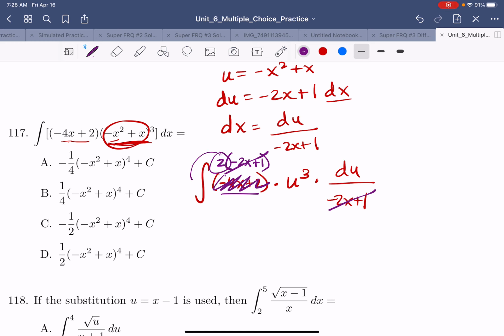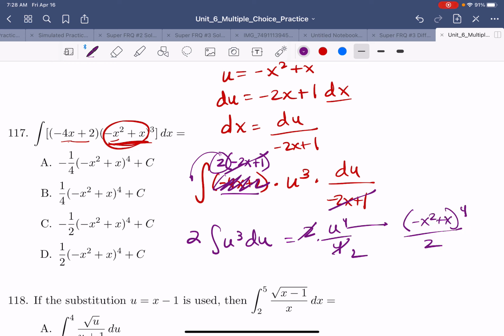And now this 2 I'll bring outside of the integral, so that'll be 2 integral of u cubed du. So then this becomes u to the 4th over 4 times the 2, which reduces down with a 2 on the bottom. And then u to the 4th becomes negative x squared plus x to the 4th, all divided by 2, which is the same thing as this one, because the 1/2 you can bring up front.